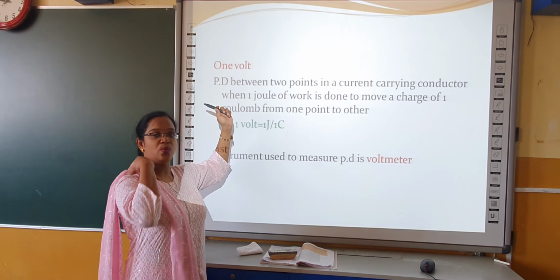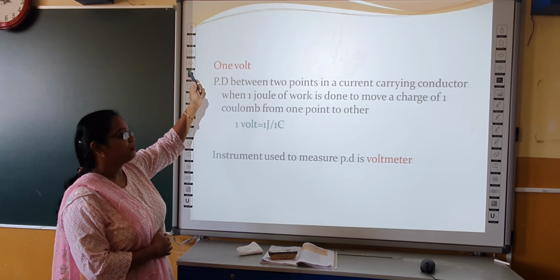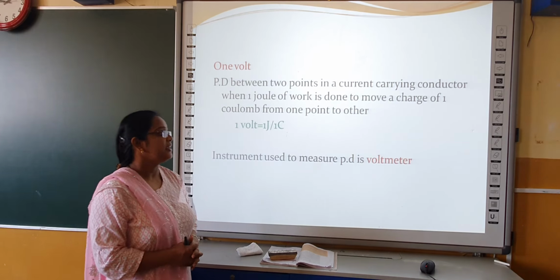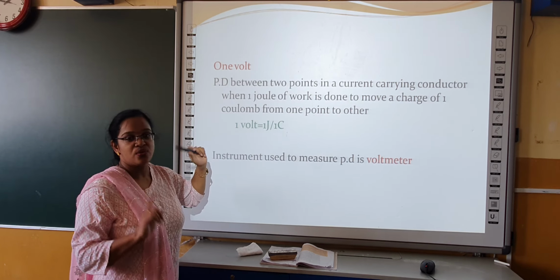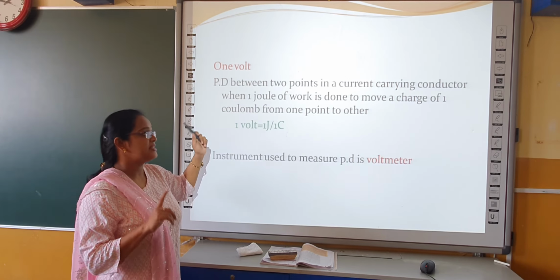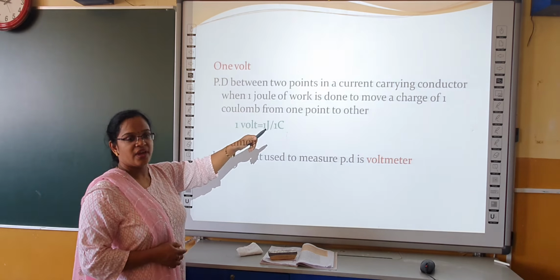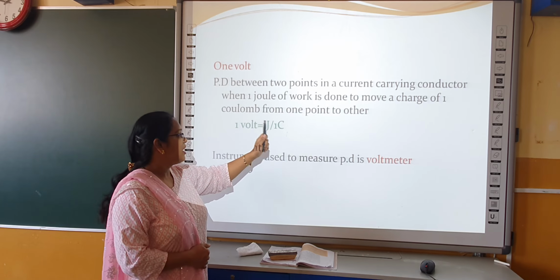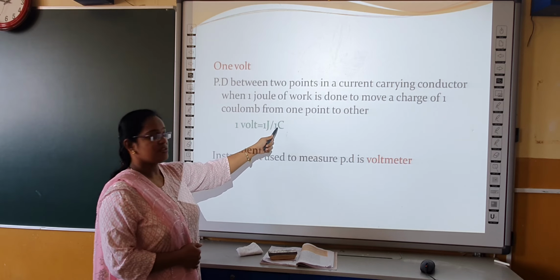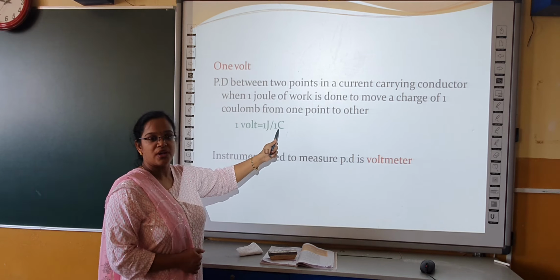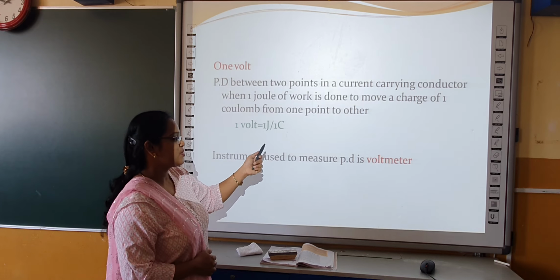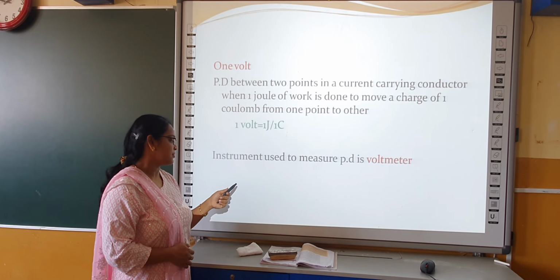Now we define 1 volt. 1 volt means the potential difference between 2 points in a current carrying conductor when 1 joule of work is done to move a charge of 1 coulomb from one point to another. That means if you take unit quantities, then you will get a unit. 1 volt means 1 joule per coulomb. The SI unit of work is joule and the SI unit of charge is coulomb. 1 joule per 1 coulomb constitutes 1 volt. The instrument used to measure this potential difference is the voltmeter.